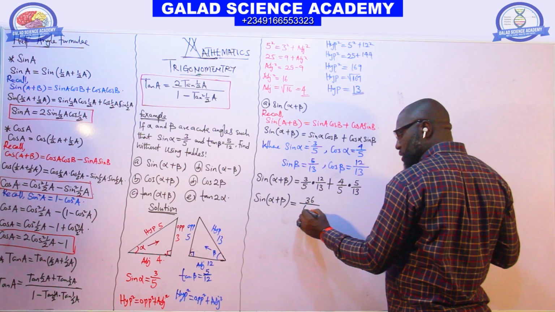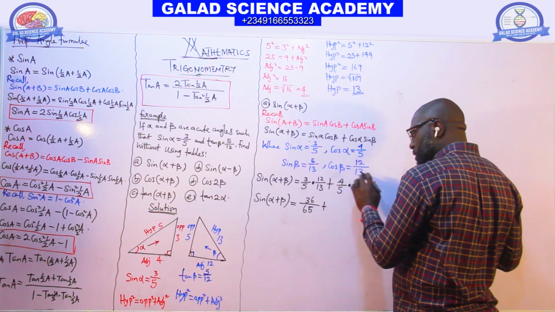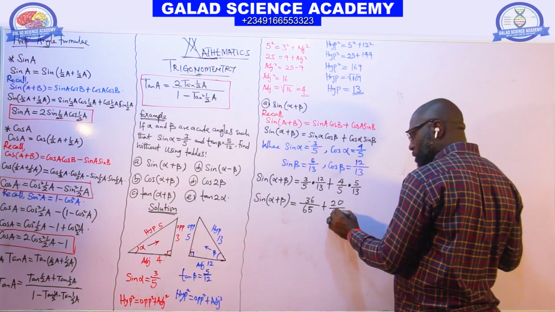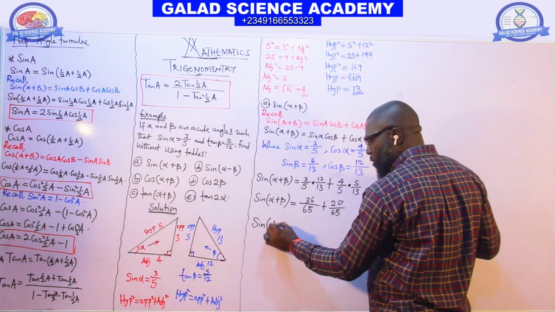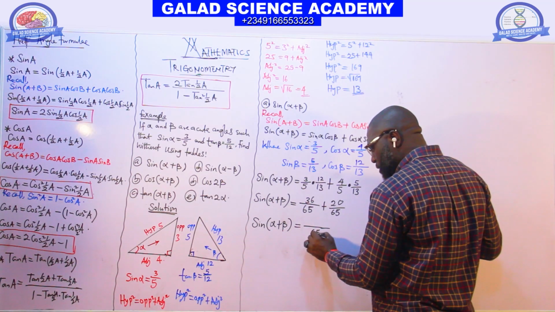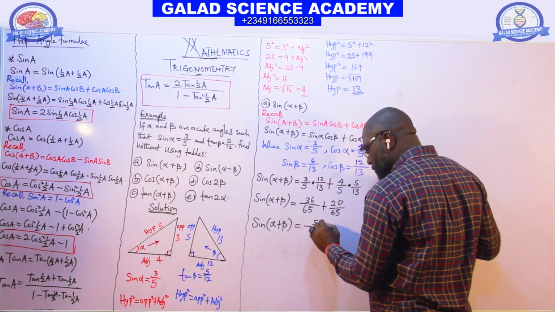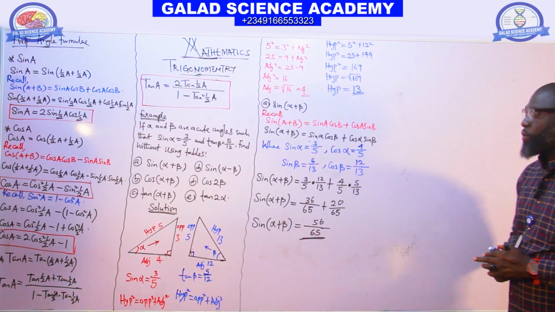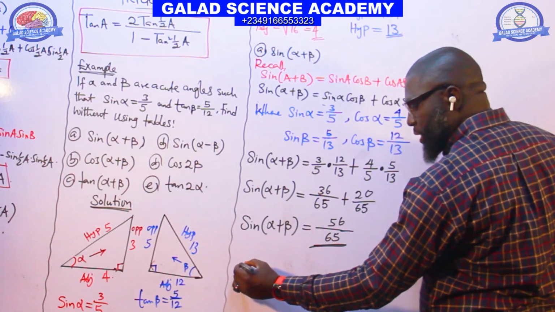50, this is what? 60 what? 65. Yep. Plus 4 times 5 is 20. Here we also have what? 65. We now have what? Sine of angle alpha plus beta will be what? 65. Then we add this together to give us what? 56. This is the answer for alpha plus beta. So let me solve for the second one, which is B.